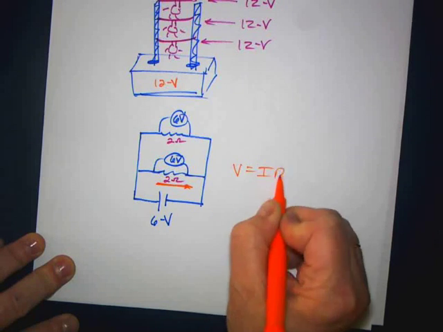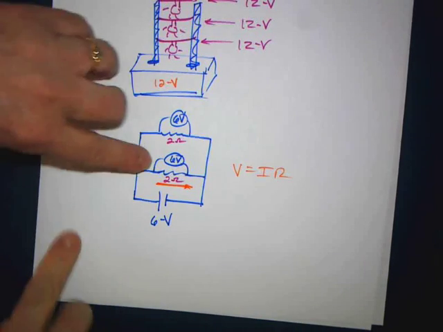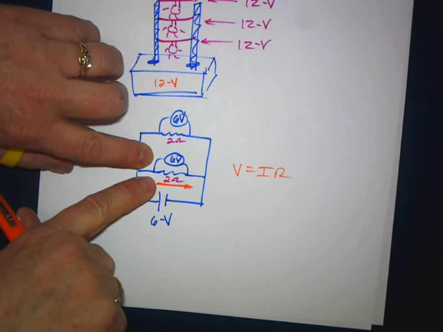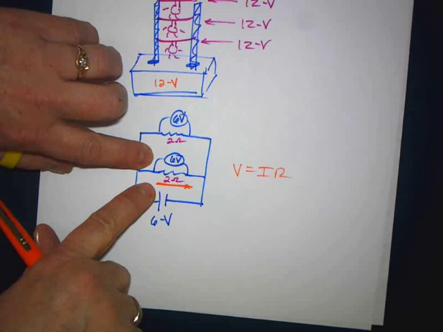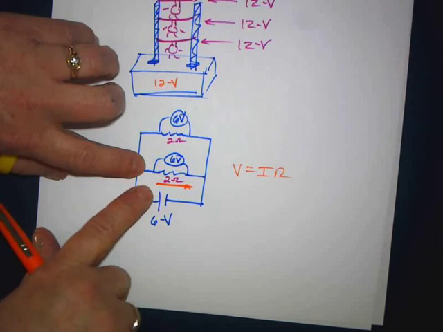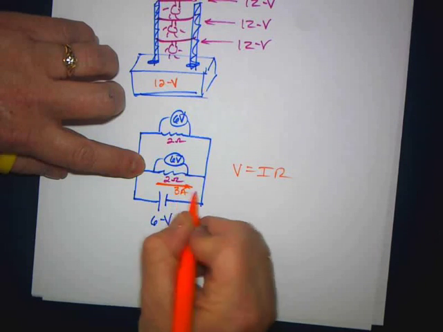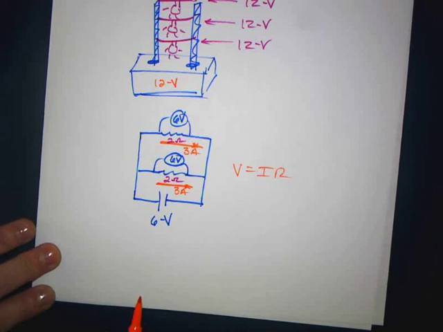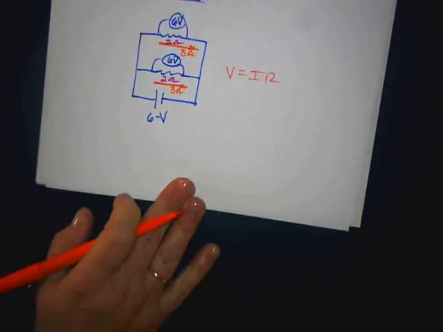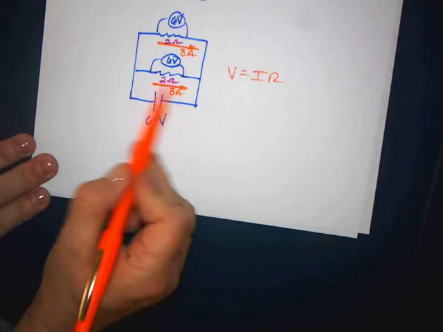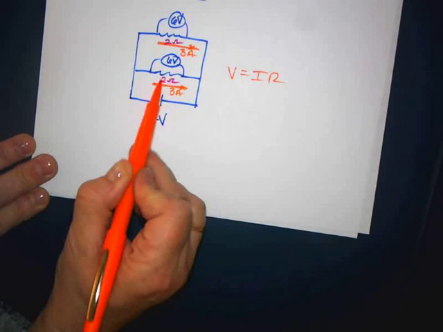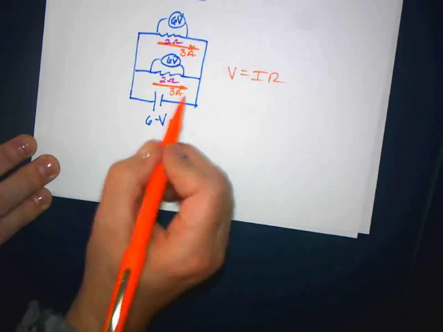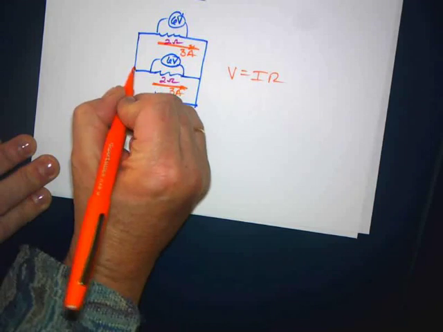How much current, using Ohm's law, V equals IR, solve for the current, how much current gets through if I have 6 volts pushing through a 2-ohm resistor? No, you're solving for I. 3. 6 equals 3 times 2. So 3 amps gets through here, 3 amps gets through here, right? Does that make sense? 3 amps is the current, that's I. R is the ohms, and V is voltage.